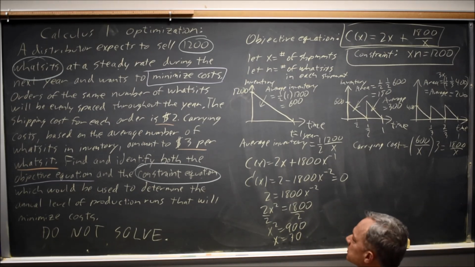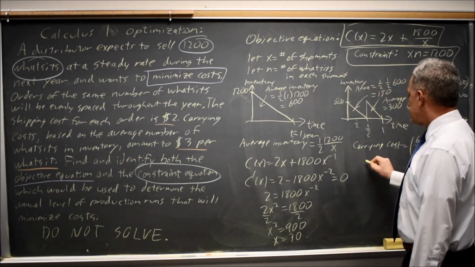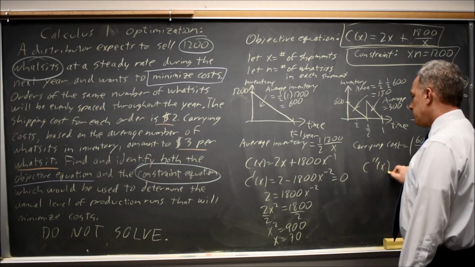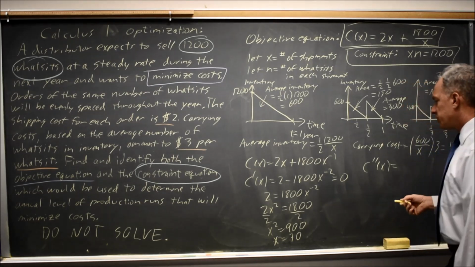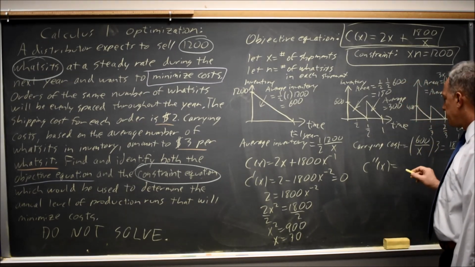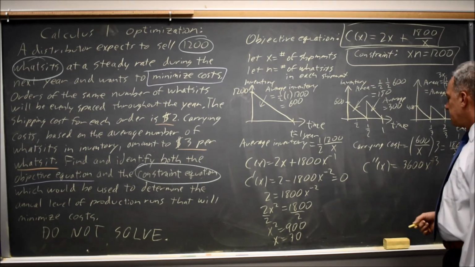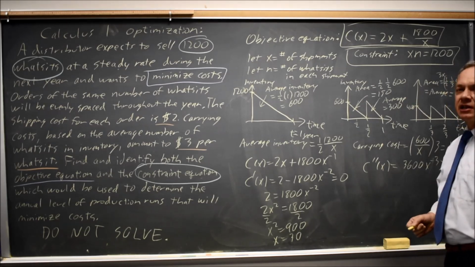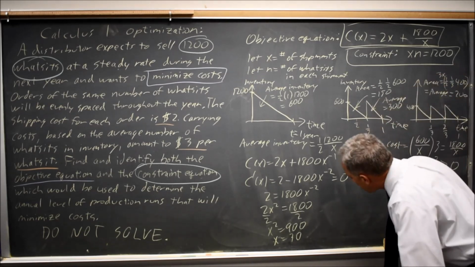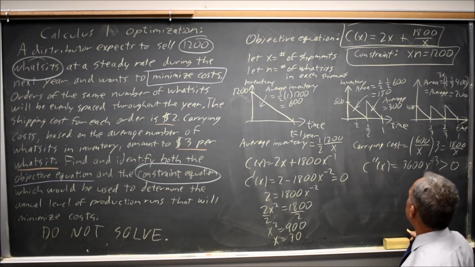That is the critical point. I have to find out whether it's a max, min, or neither. And I can do that two ways. First of all, I can take C double prime, the second derivative. Derivative of 2 is 0. Derivative of negative 1800 x to the negative 2 is positive 3600 x to the negative 3. x is positive, 3600 is positive, so this is greater than 0. If the second derivative is positive and the first derivative is 0, you have a relative minimum.